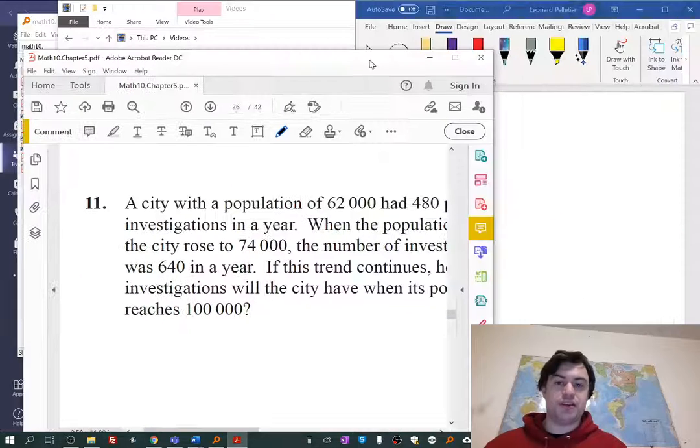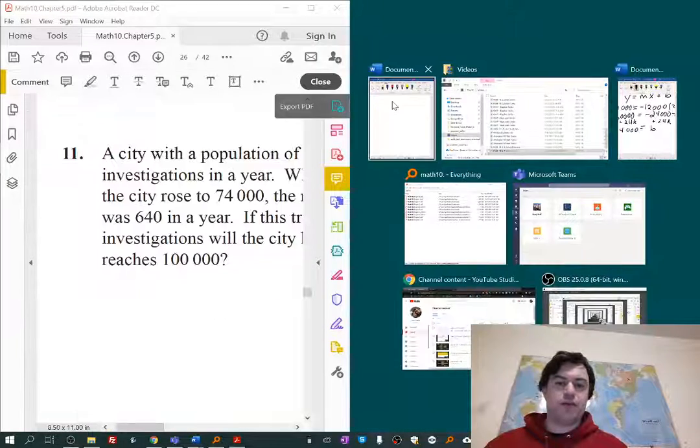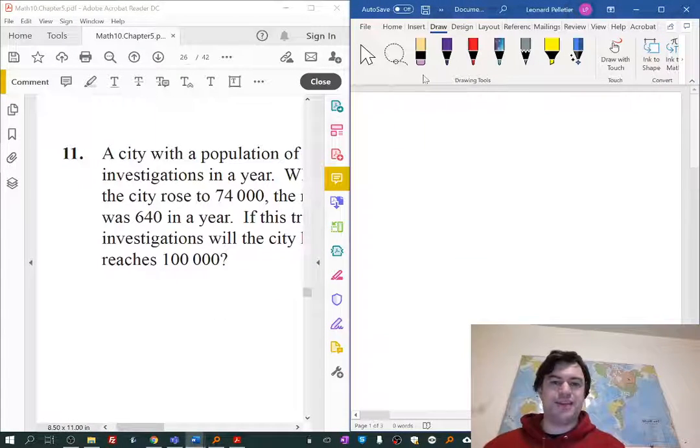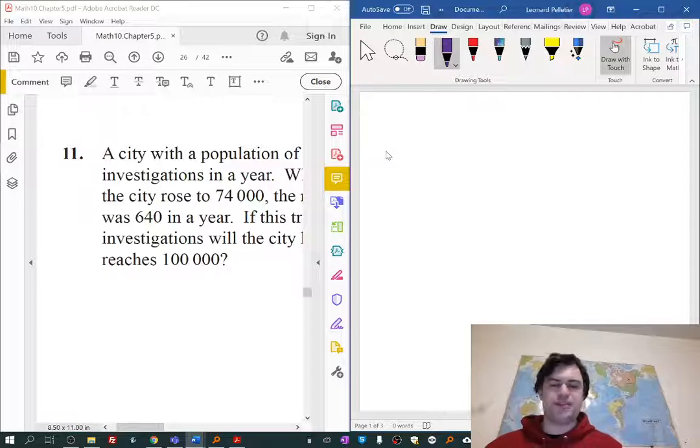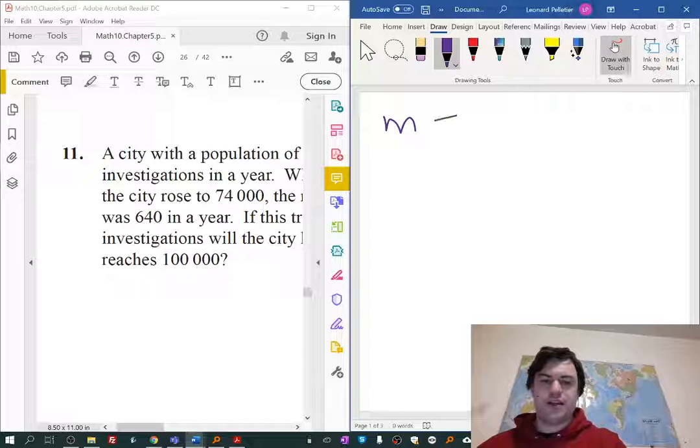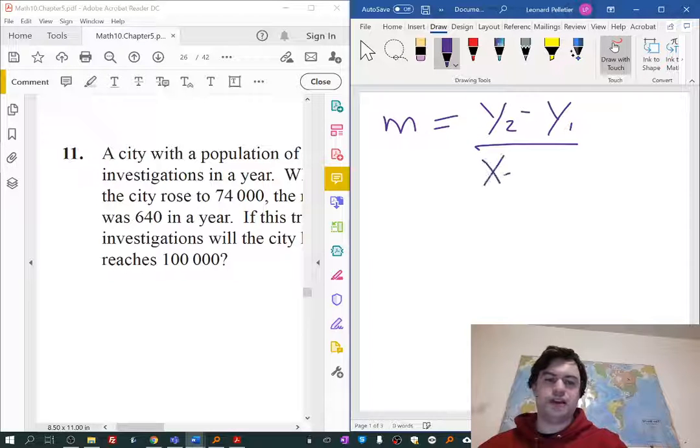So let's take a look. I'm going to slide this over here, and we'll try and draw this out over here. So I'm going to start with finding the slope. So slope is equal to the change in the y's, the difference of the y's over the difference of the x's.